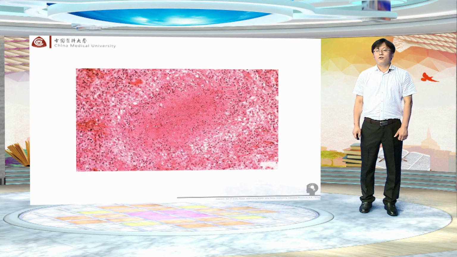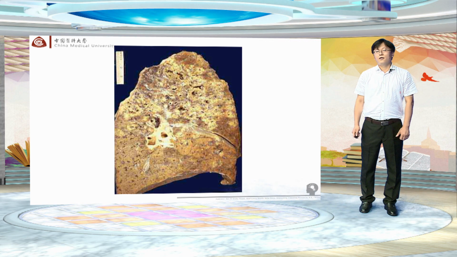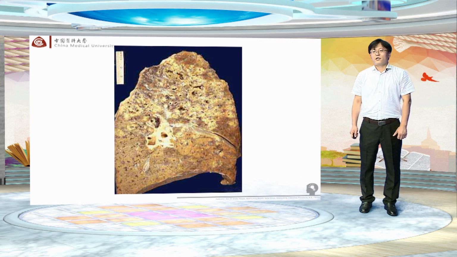This picture shows a granuloma with a caseous necrotic center. This gross pathology of a TB patient's lungs shows us extensive lesions, especially in the upper lobe. We can see caseous necrosis and cavities, and also granulomas.